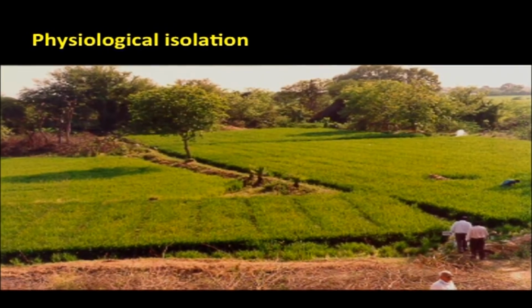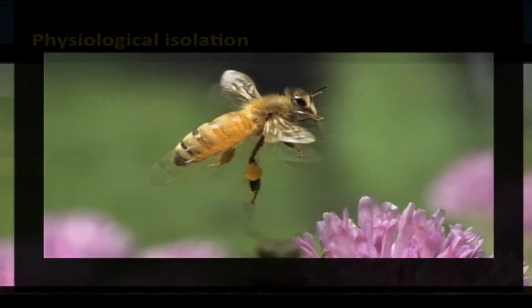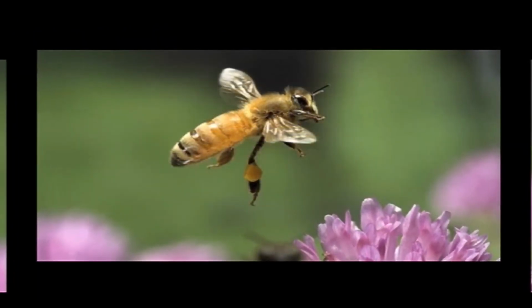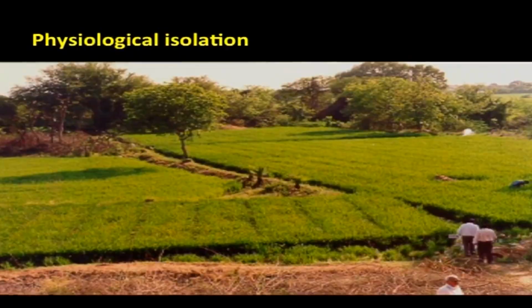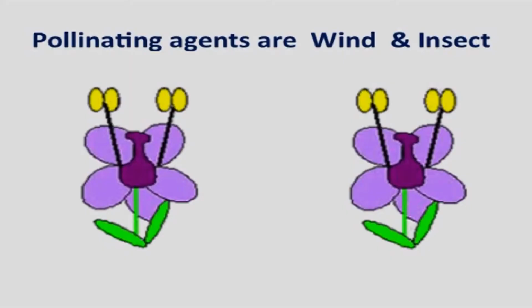Factors influencing isolation distance. First one is pollination behavior of crop. Already I have told that self-pollinated crop require less isolation distance, that is 3 meter to 50 meter. The often cross-pollinated crop required 100 to 400 meter. The cross-pollinated crop require 800 to 1600 meter.